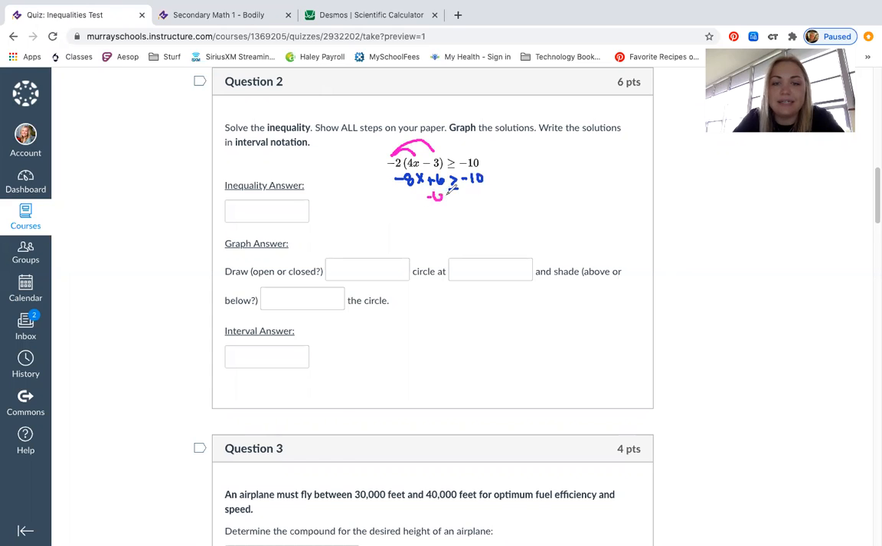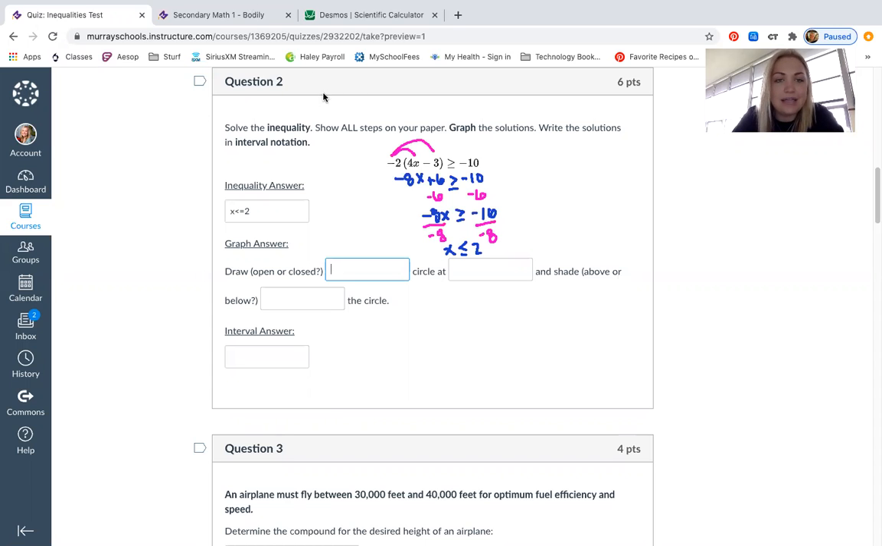Then I can subtract 6 from both sides, and I get negative 8x is greater than or equal to negative 16. Last step, to undo negative 8 times x, I divide by negative 8 on both sides of the inequality sign. Remember, when you divide by a negative, your symbol in the middle reverses. So this is going to be x is now less than or equal to 2. When I write my inequality answer, I will say x is less than or equal to 2. Remember, you write the less than symbol, then the equal: less than or equal to.